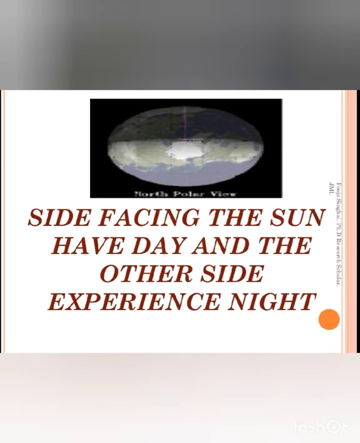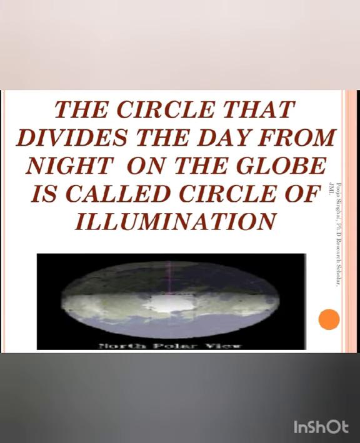So here the side facing the sun has the day, right? The side which is facing the sun has the day, and the other side which does not face the sun experiences night. So circle of illumination is a circle that divides the day from night on the globe. In simple words you can say that it is the circle which divides the earth into two parts, dividing day and night, right? The part which faces the sun has the day, and the part which does not face the sun experiences night.